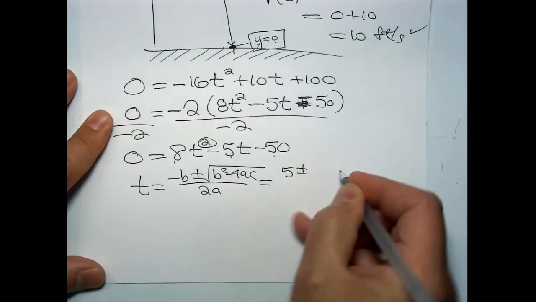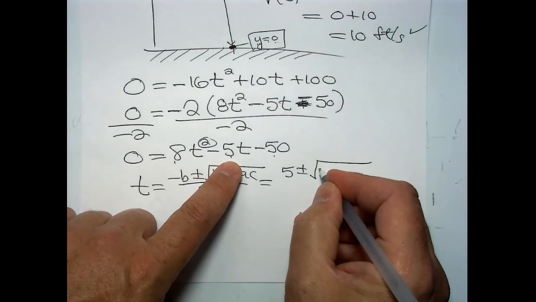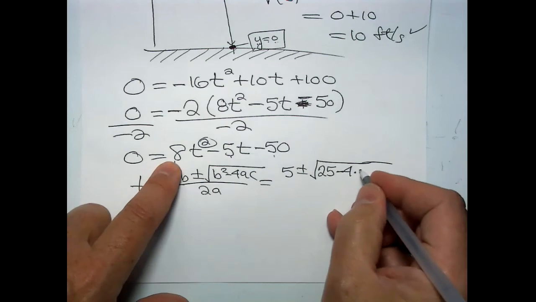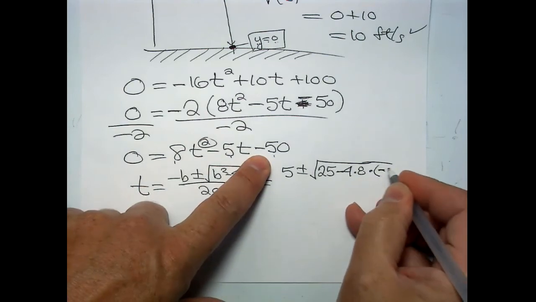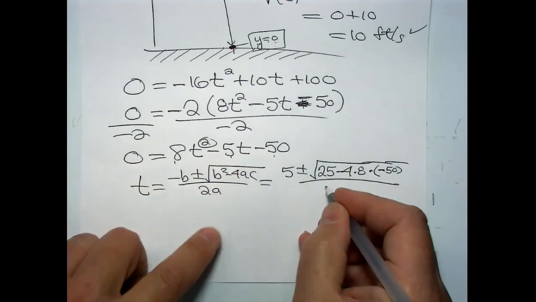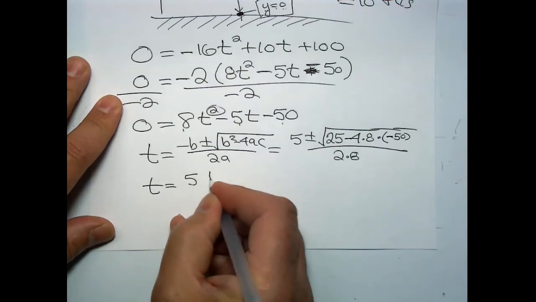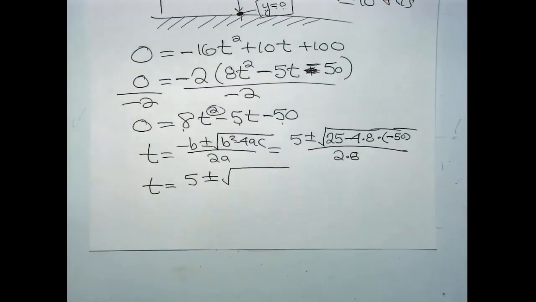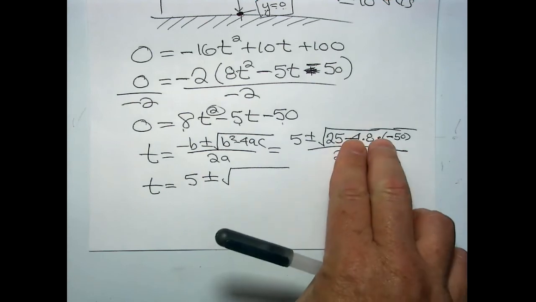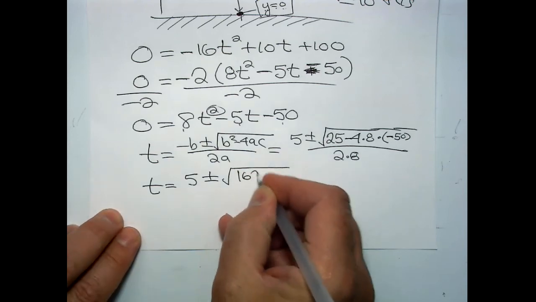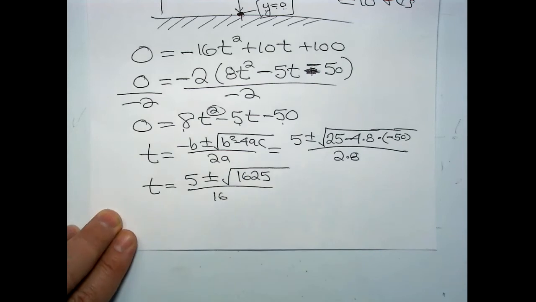That's 5 plus or minus the square root of b squared. That's going to be negative 5 squared is 25 minus 4 times a times, careful, c is negative, all over 2 times a, which is 2 times 8. So the magic times are 5 plus or minus the square root of, let me work all that out for you here. Luckily, that's a double negative, by the way, so that actually adds together. So I'm getting 25 plus 4 times 8 times 50. So I'm getting a big number, 1625 in here, all over 16.